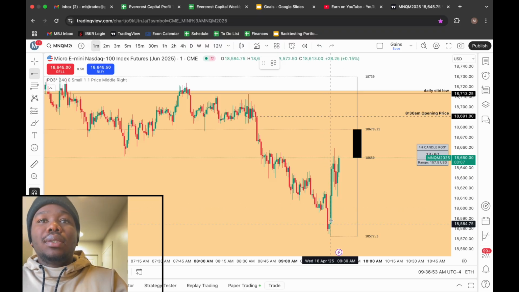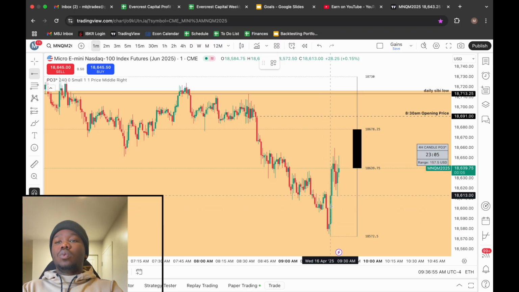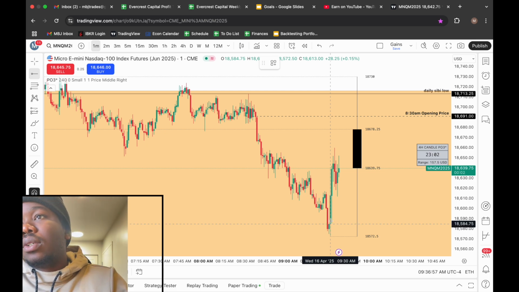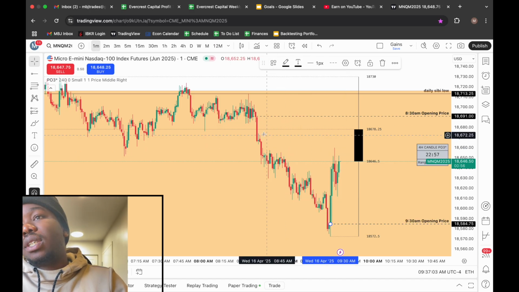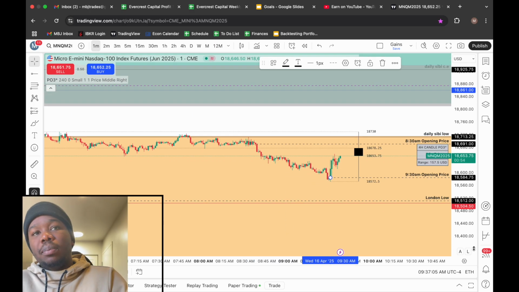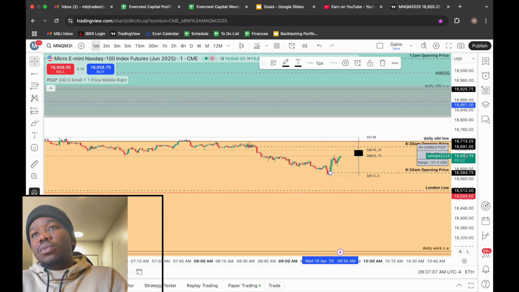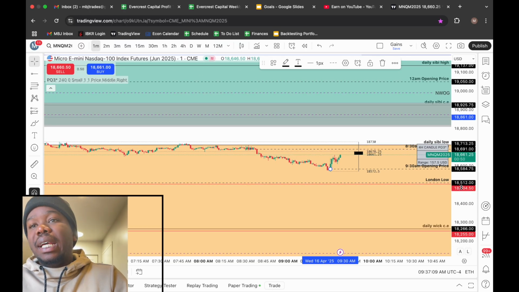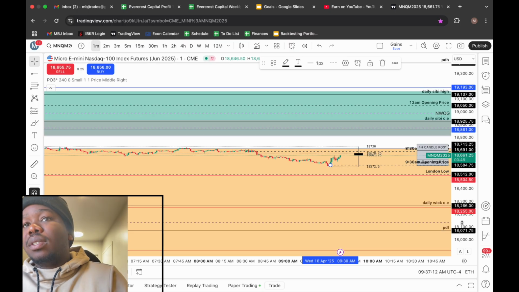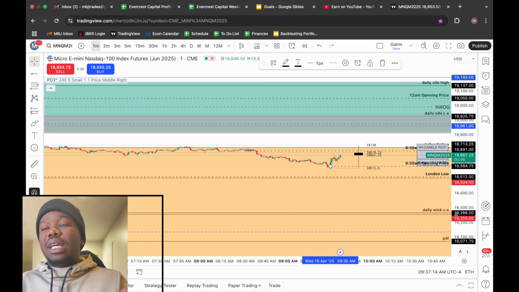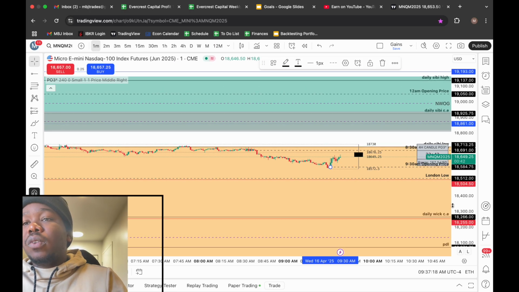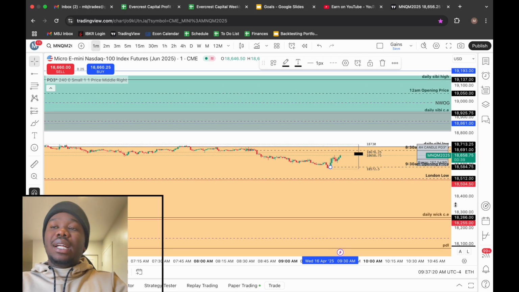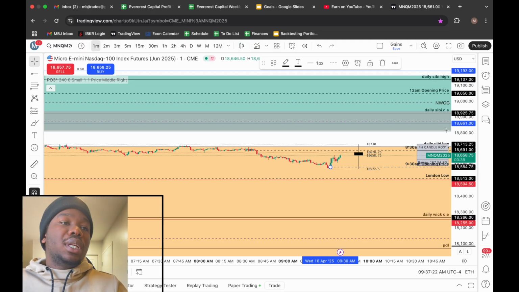All right. Now we have all these levels marked out. Cool. So let me show you. As price moves up and down or sideways throughout the day, it hits different levels, targets different levels, and different setups are going to form. I can use these different levels as confluences.